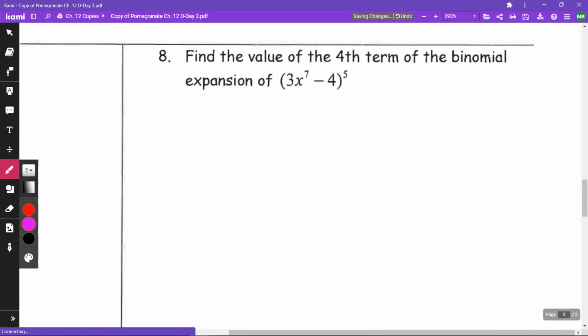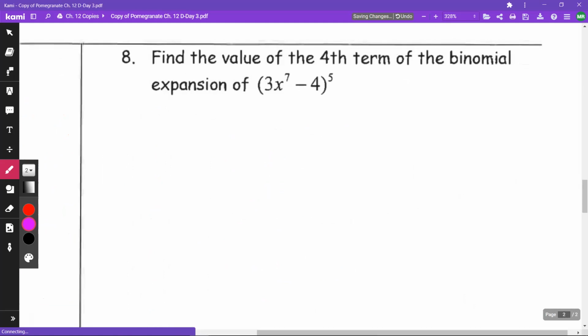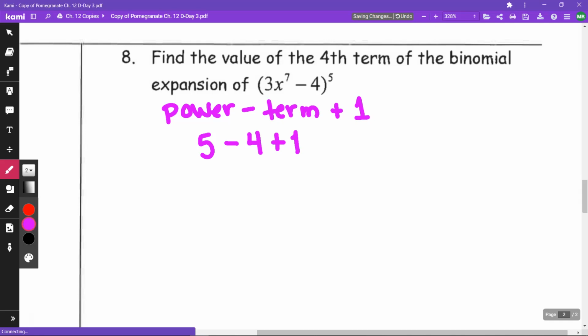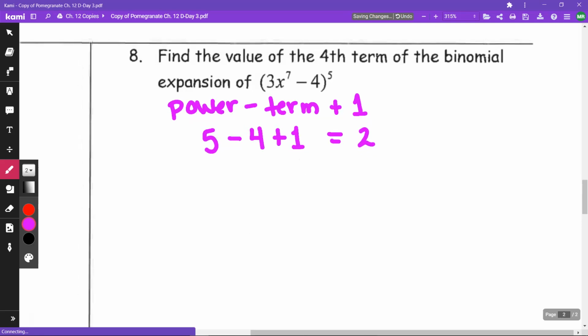On number 8, we want to find the fourth term. So remember, for this, we take the power minus the term, and then add 1. So I'm going to take 5 minus the term 4 plus 1, and so we get 2 when I do that. So we are going to be doing 5 choose 2, 5 because 5 is the power.